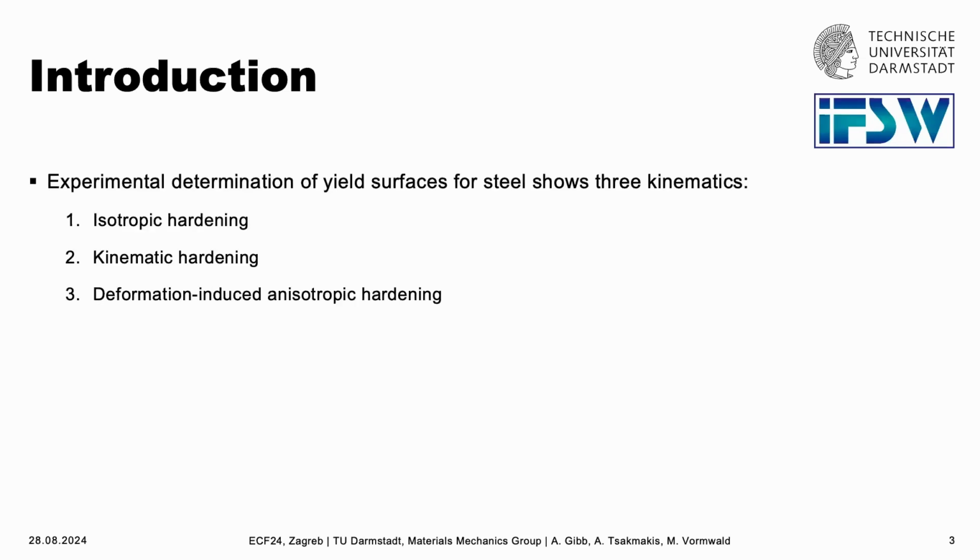So actually, if we determine yield surfaces experimentally, we can see three kinematics of the yield surface. The first two, the isotropic and kinematic hardening, are pretty well known, and they're covered by a lot of material plasticity models. But you can also see a third kinematic, which is the deformation-induced anisotropic hardening.